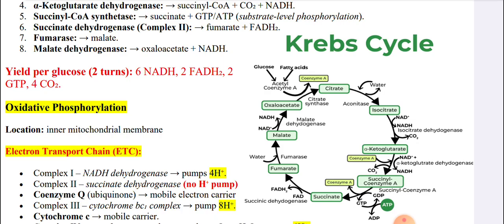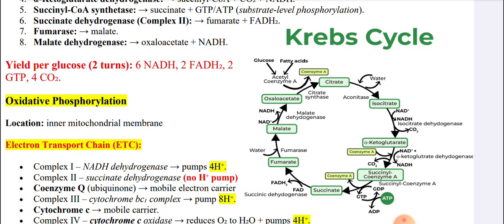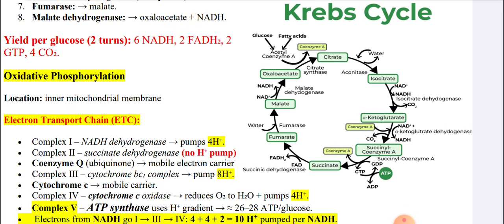Very efficient design. Okay, the cycle finishes up, regenerates oxaloacetate in step 8, and makes one last NADH in the process. That's the loop. Ready for another molecule of acetyl-CoA to come in.